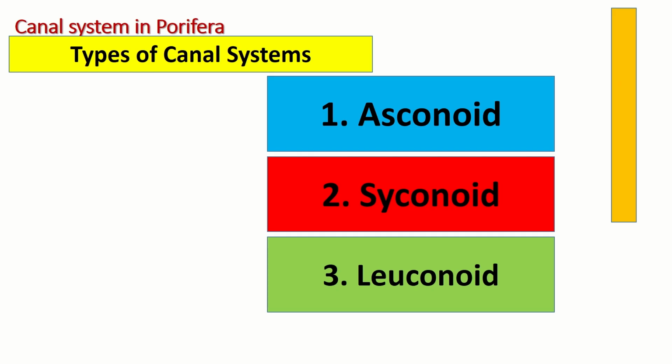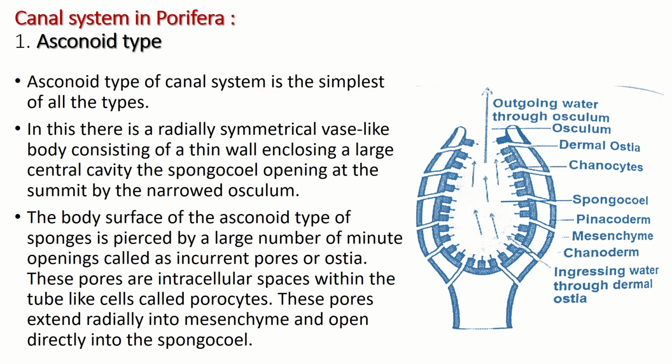Then there are the types of canal system. There are basically three main types of canal system. First, asconoid, second, sycon, and third, leuconoid. In that, first is the asconoid type of canal system in Porifera. Here is the diagram of the asconoid type of canal system. The asconoid type is the simplest of all types.